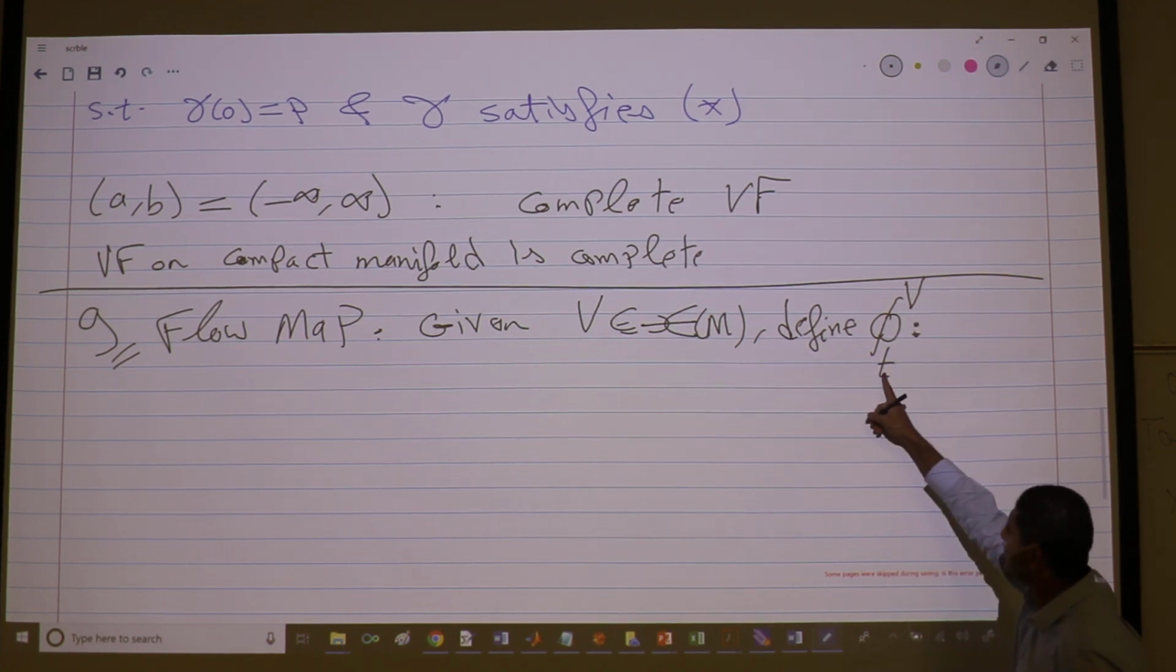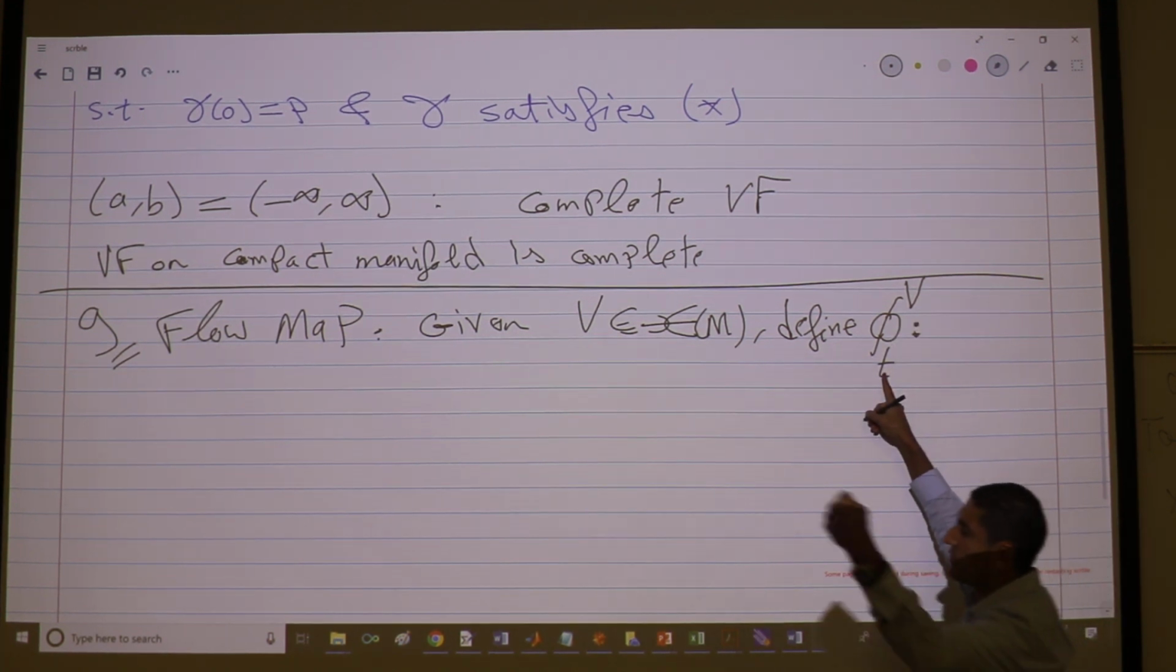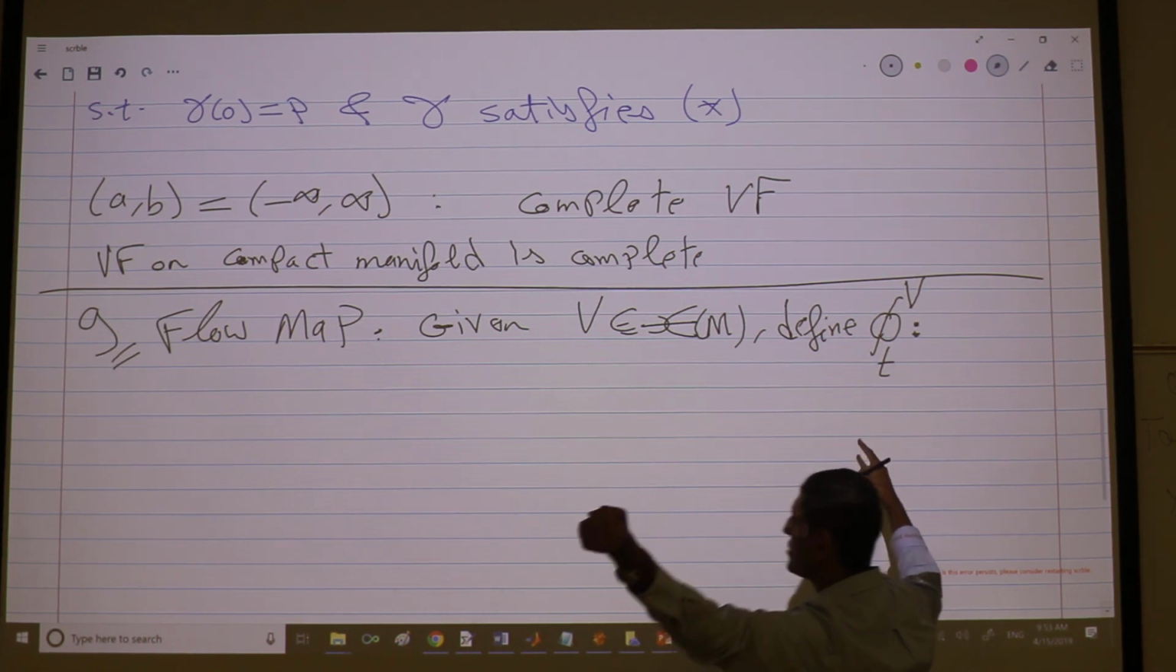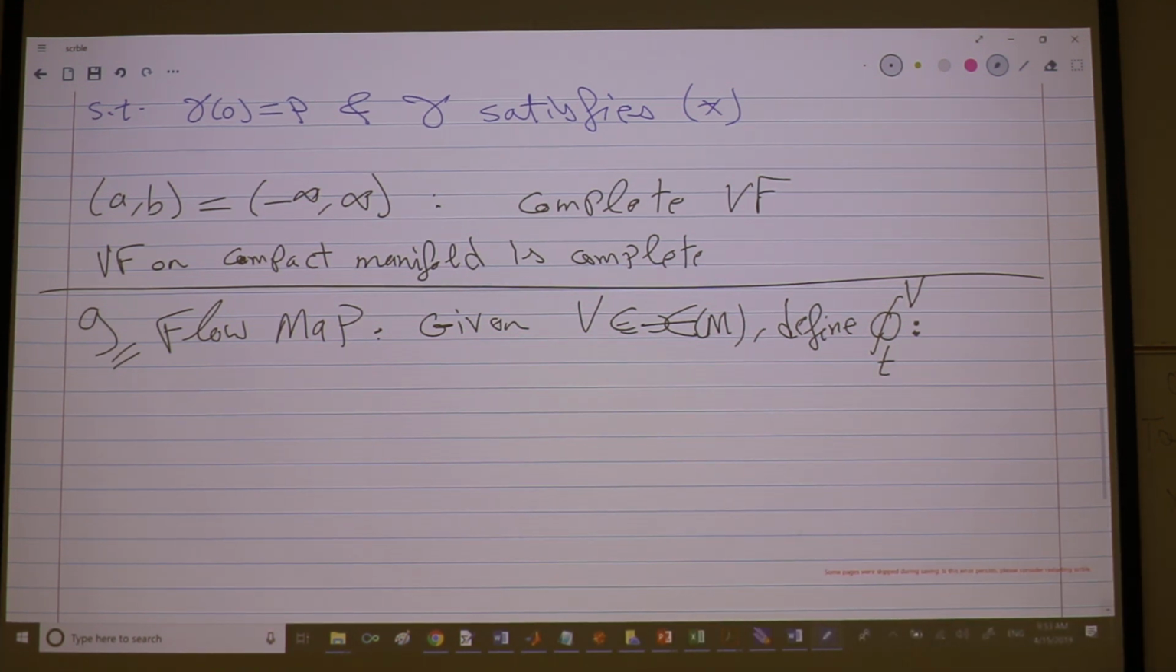v for some time t. So you take an initial condition, flow along this vector field for some time, you reach another point. So it takes a point on the manifold and gives you another point on the manifold. By the theory of differential equations, this guy is a diffeomorphism.